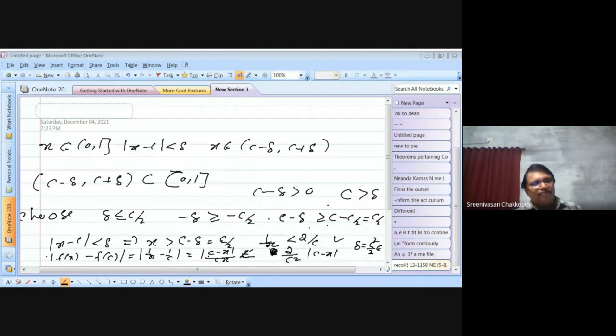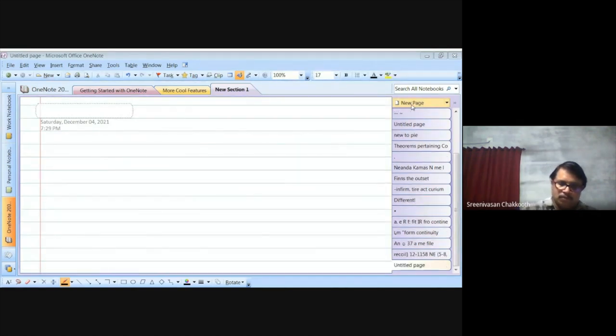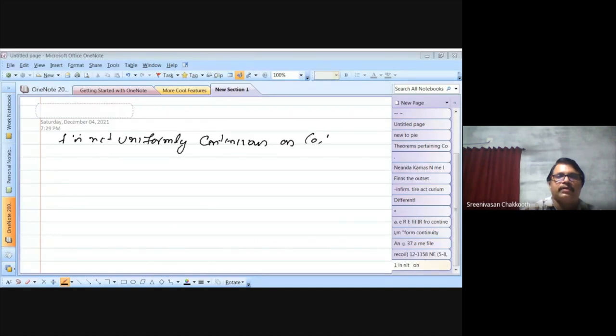So we proved that f is continuous at an arbitrary point c in the semi-closed interval. So f is continuous everywhere on the semi-closed interval (0, 1]. Now we proceed to prove that f is not uniformly continuous on the semi-closed interval (0, 1].